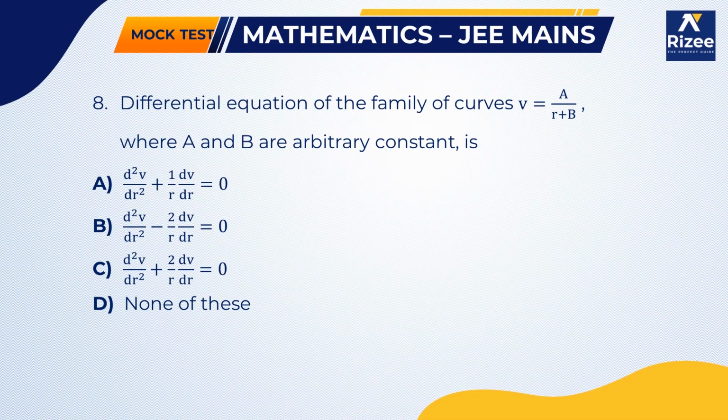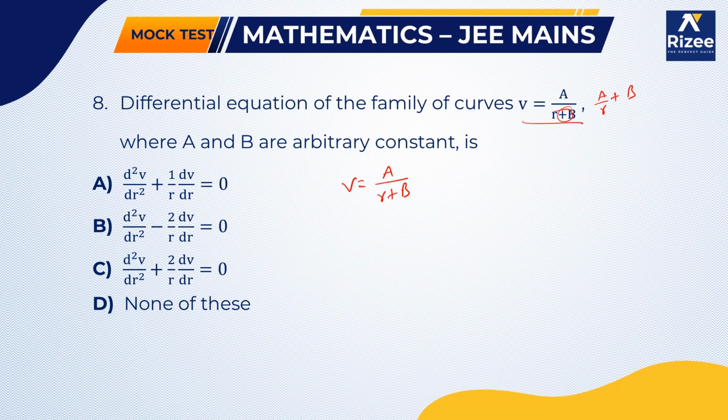Next, the differential equation of the family of curves v is equal to a by r plus b, where a and b are arbitrary constants. From this given, v is equal to a by r plus b. So the question is wrong here; there is some typing mistake in the question.